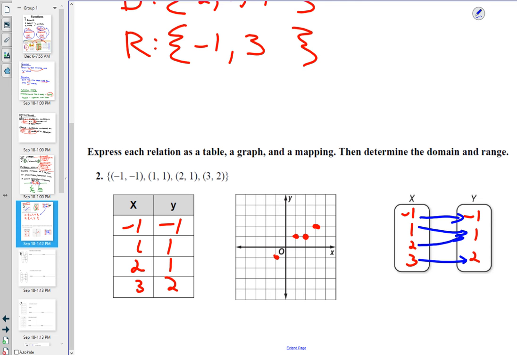You're not being asked, but if you were, is this relation a function? Yes, it is, because the x's aren't repeating. You can do a vertical line test and it doesn't cross over.